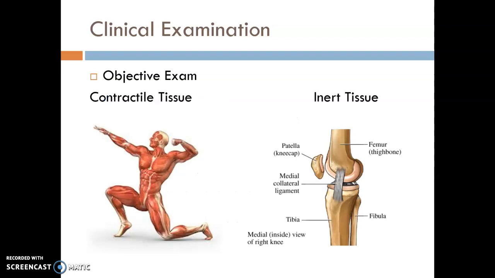All right, so the difference between contractile and inert tissue. The only type of contractile tissue in the body is going to be muscle. So that's the only tissue that will contract and move on its own, whereas everything else that we study in this class is inert tissue. So looking at bones, ligaments, cartilage, tendons, fascia, all of that is considered inert tissue.